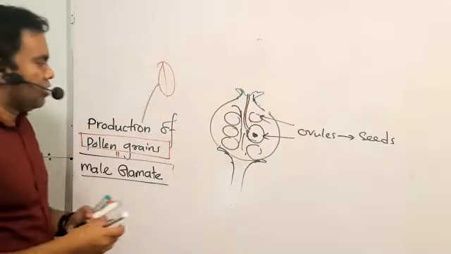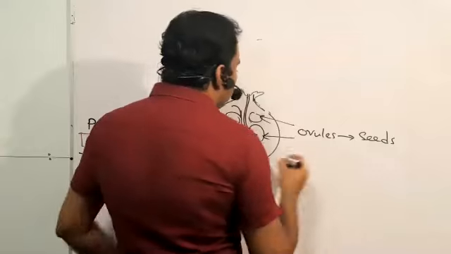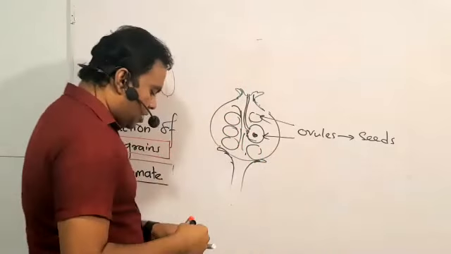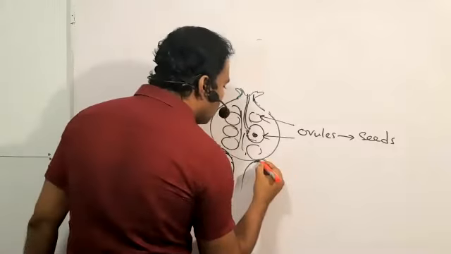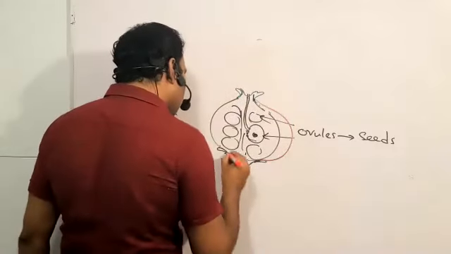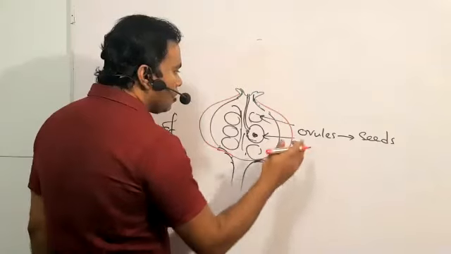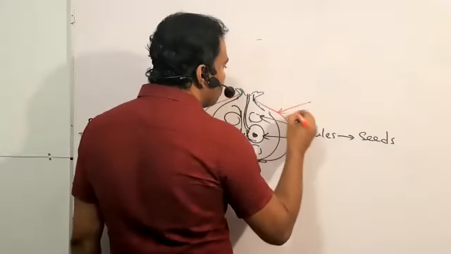Okay. So the ovary becomes the fruit. It becomes fleshy and the color also changes. It develops. Okay, so this ovary becomes the fruit.